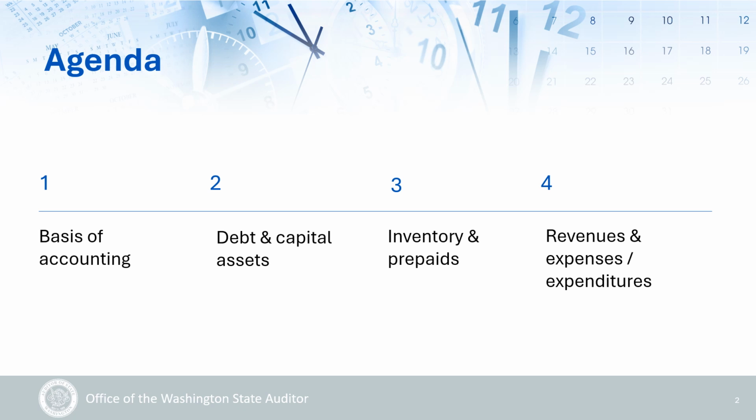We will also talk about inventories and prepaid items, which aren't usually significant amounts in governments, but there can be differences between the modified and full accrual, so we'll take a look at those differences. Finally, we will spend some time discussing revenue transactions, including the difference between exchange and non-exchange transactions, and how to account for various non-exchange transactions that are unique to governments, like property taxes, sales taxes, and grant revenues.